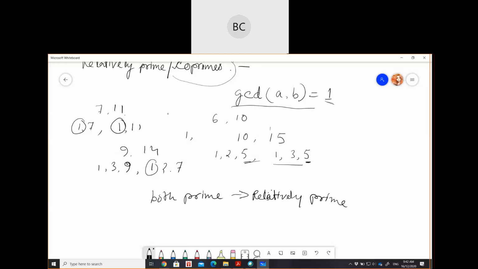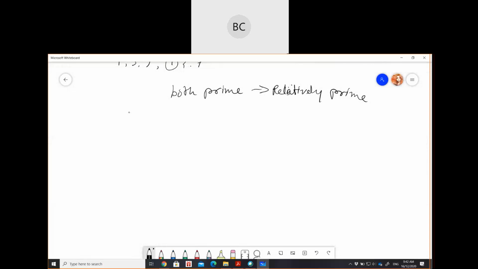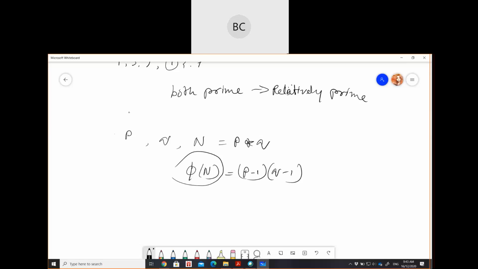So in case of RSA, we always selected two prime numbers. Remember the steps for RSA. First, we select two primes P and Q. Then we find N, which is known to everyone, and that N is the product of P and Q. After that, we find the totient function, whose formula was (P minus 1)(Q minus 1). I'll come to this totient function later. This totient function is also known as Euler's function.